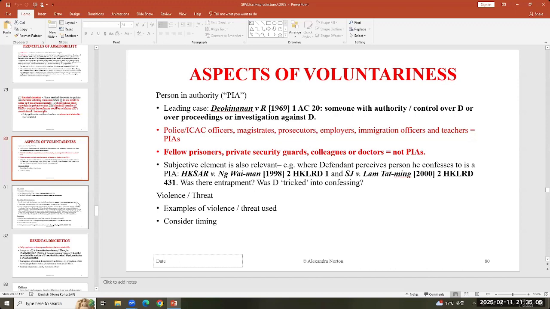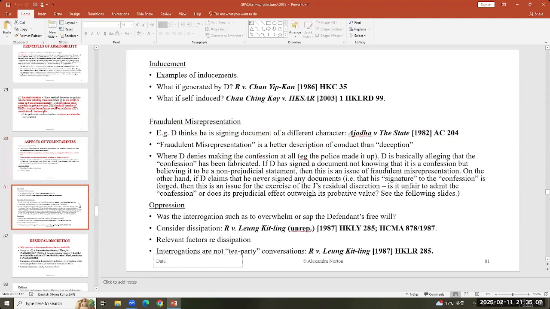Okay, other examples of involuntariness, inducements. Remember, this is where an offer of an advantage is made. So we have the question of what if it is self-generated or initiated by the defendant? We had Chan Yip Can, in which the defendant made the offer to the police officers of assistance.